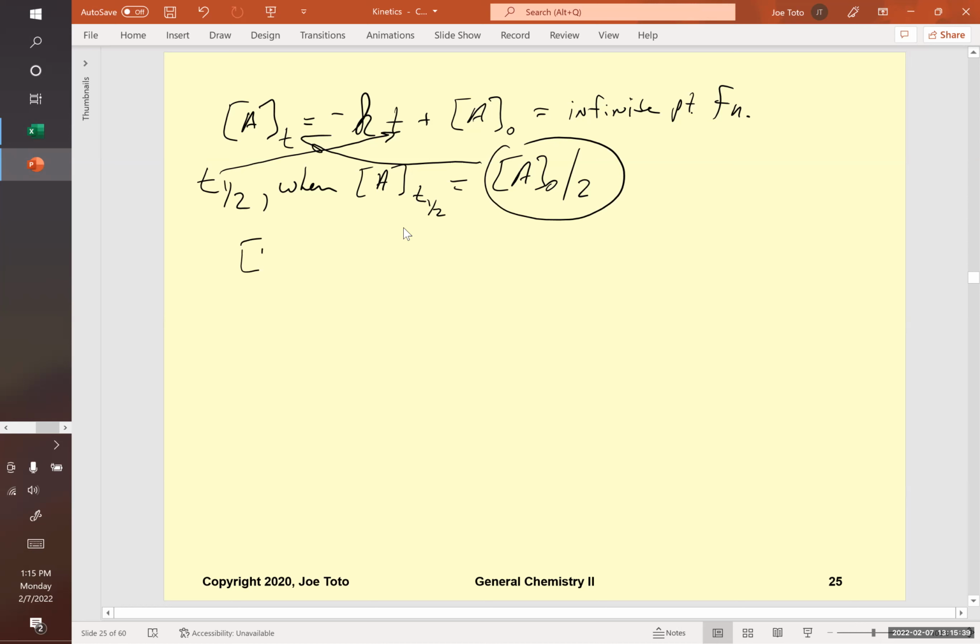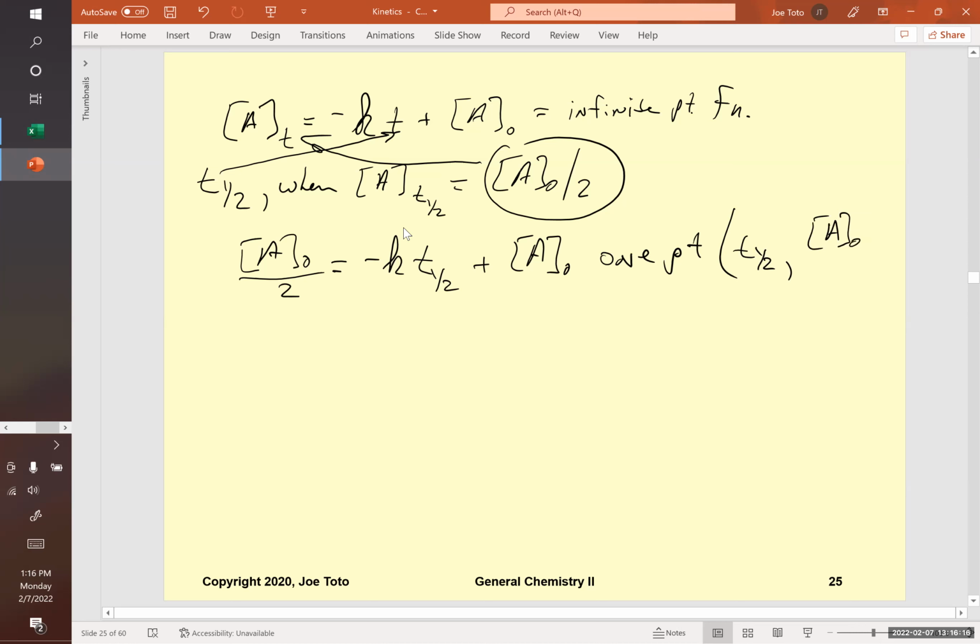So here I go. A0/2 equals minus k t1/2 plus A0. Now, I'm going to use my algebra and solve for t1/2. And now I should get that equation on the previous slide. So this is one point here, it's t1/2 comma A initial over 2. That's the point that we're looking for.